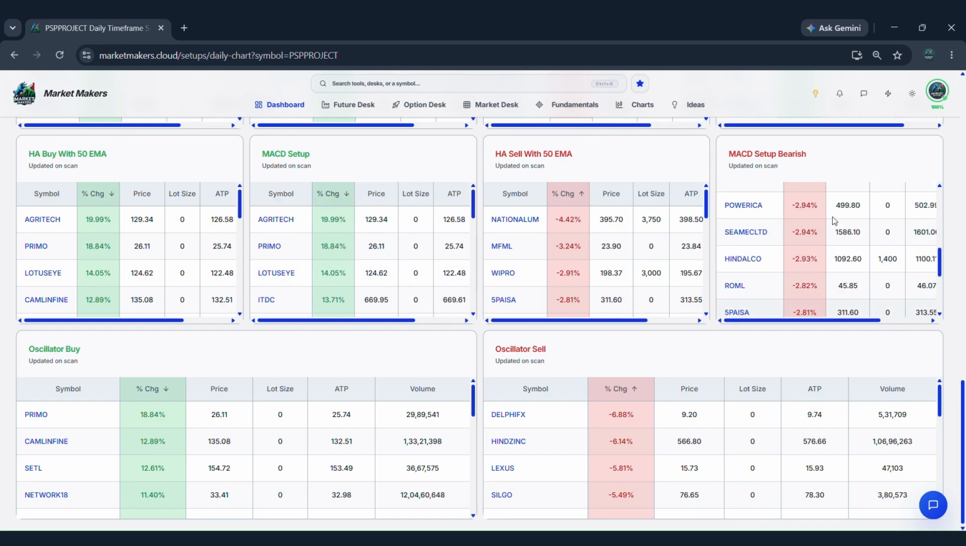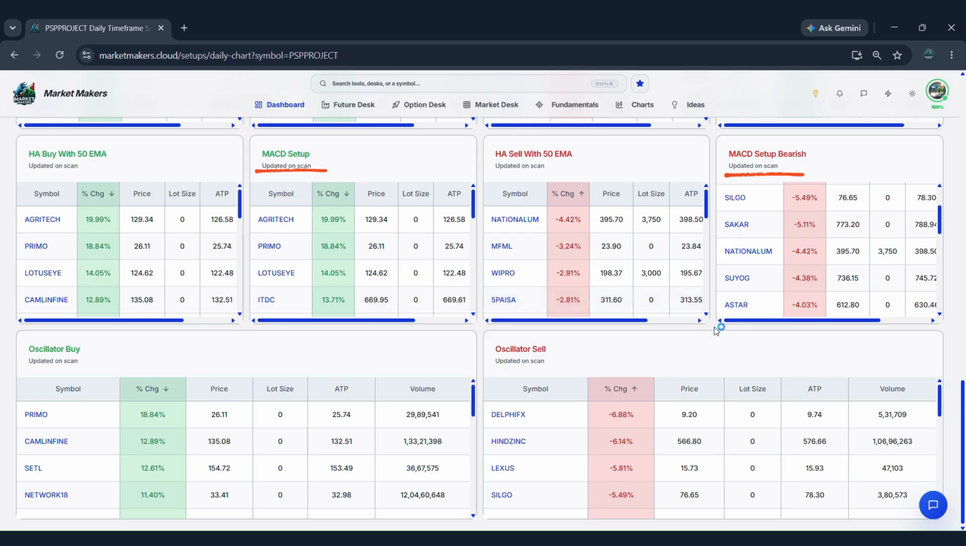Now, the next section focuses on MACD setups. This includes stocks where MACD crosses above or below the zero line, hooks near the zero line, or shows momentum continuation behavior. You'll also notice price on 50 EMA. This is self-explanatory. It identifies stocks resting on the 50 EMA, rejecting it, or crossing it. Again, instead of manually searching charts, the dashboard is already doing this research for you.